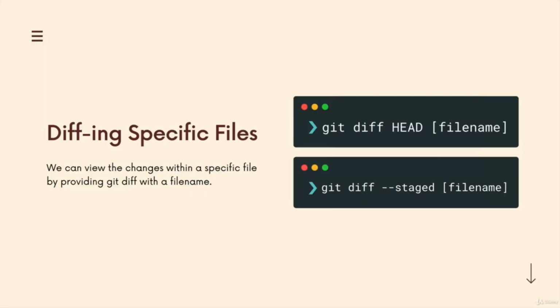Okay. Another thing we can do is narrow down the diff to a specific file or files. So instead of just everything, right, all unstaged changes or all staged changes or all changes since head, whatever we're actually looking at, we can narrow it down and say only in this one file.